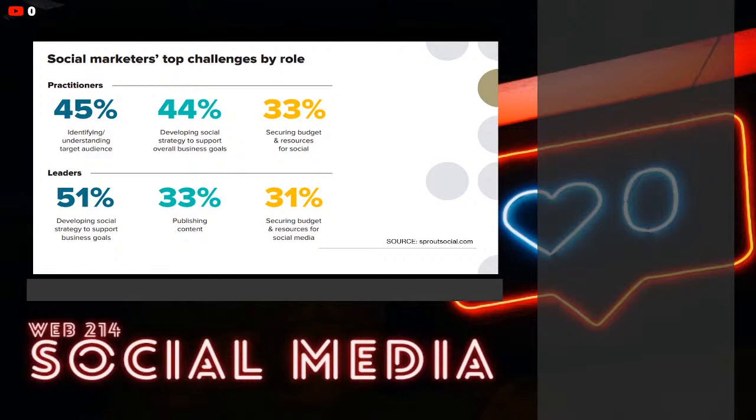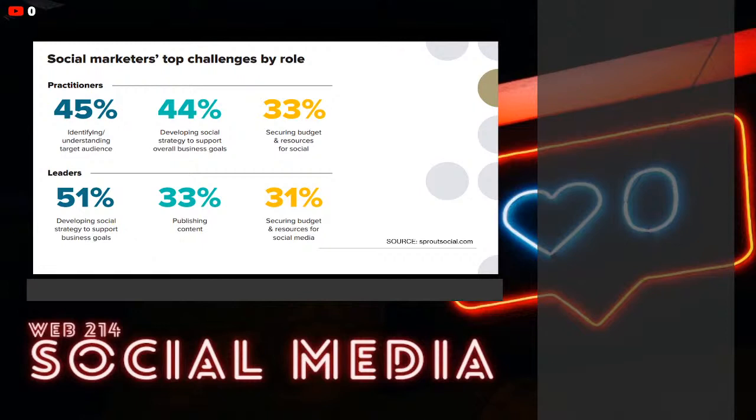We can see here, this is from sproutsocial.com, in a survey that they did of social media practitioners and social media marketing leaders. They were looking at different SWOT analyses that they had done, and they were looking at their top challenges. We can look at this in different ways, right? We can look at this as a weakness, as a threat. We can also look at these as opportunities, depending on how we want to frame them.